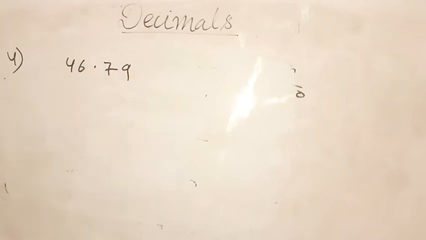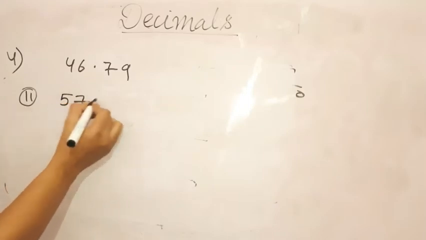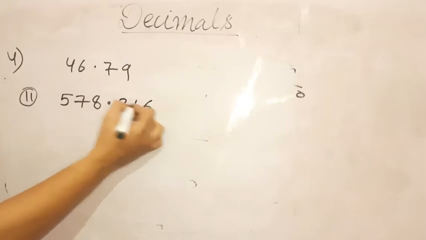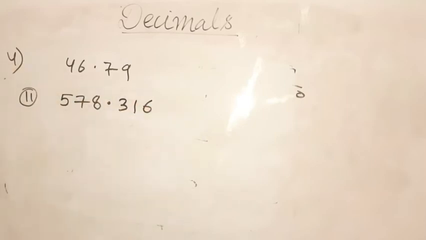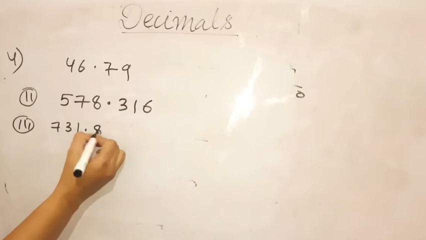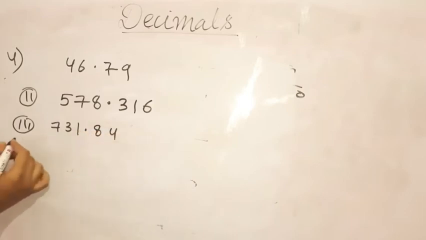46.79, first number. Talking about the second number, you can also do this question along with me in the comment section. Now the second number will be 578.316. I am doing it as per the expanded form. Okay, moving on to the third one. The third one is 731.84 because it is 8 upon 10 and 4 upon 100.